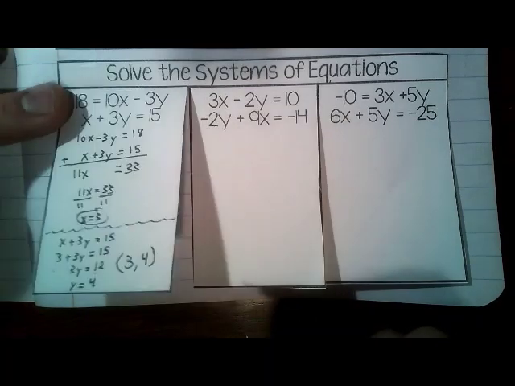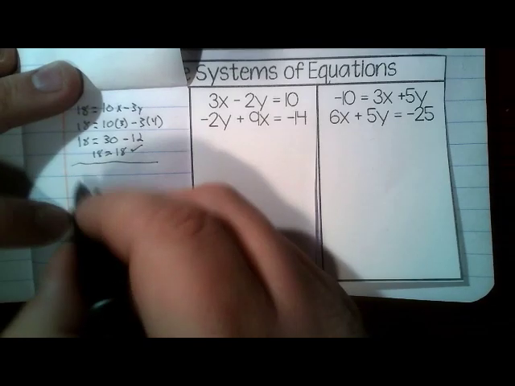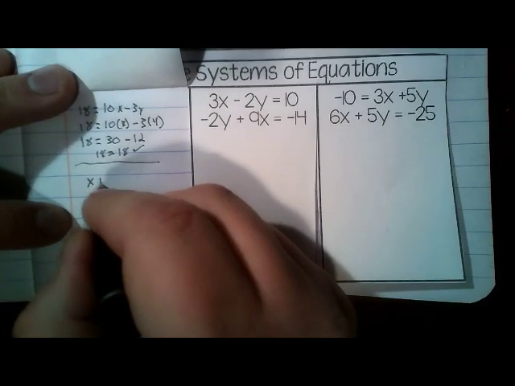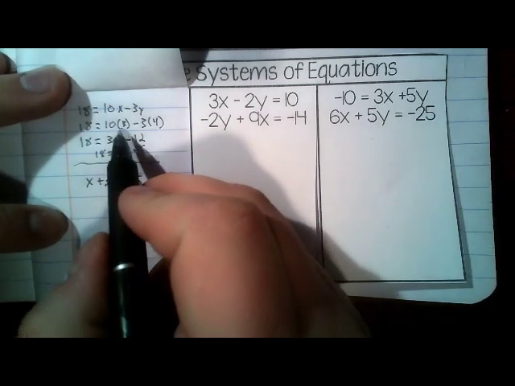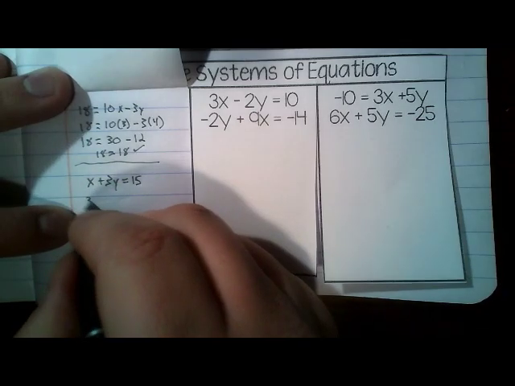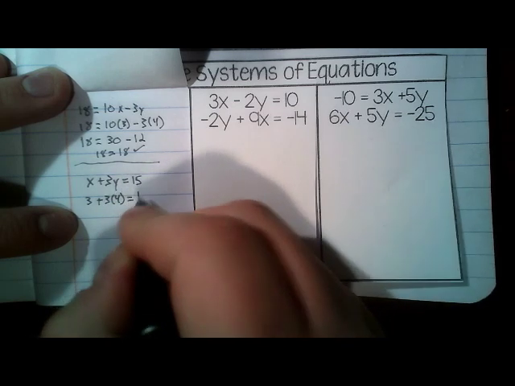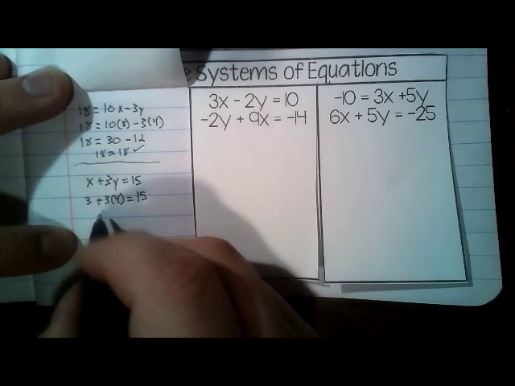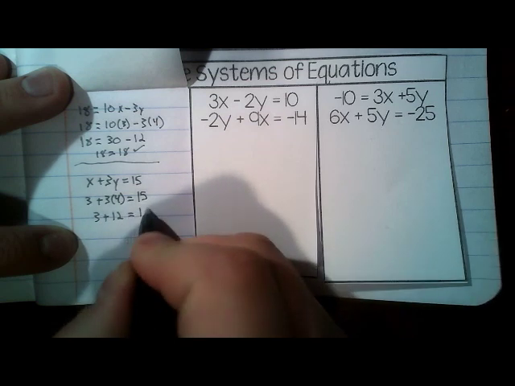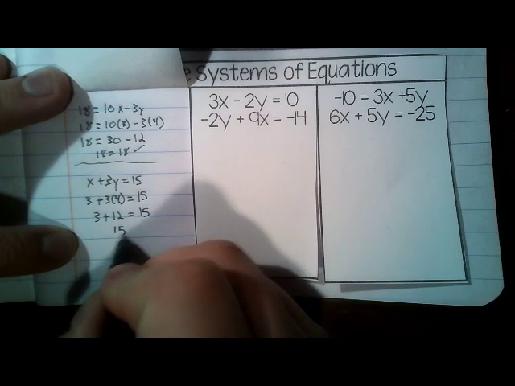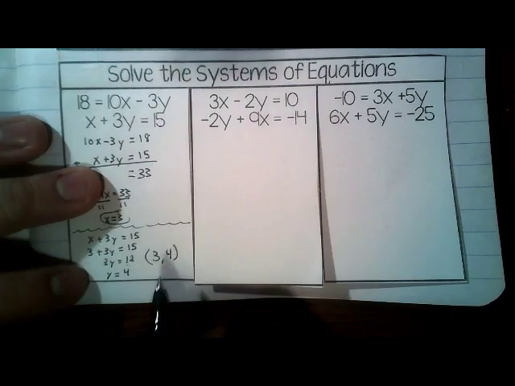My second equation was x plus 3y equals 15. I'm checking again for 3 and 4. Does 3 plus 3 times 4 equal 15? 3 plus 12 equals 15. Certainly 15 equals 15. So it checks out for both. So my solution is 3, 4.